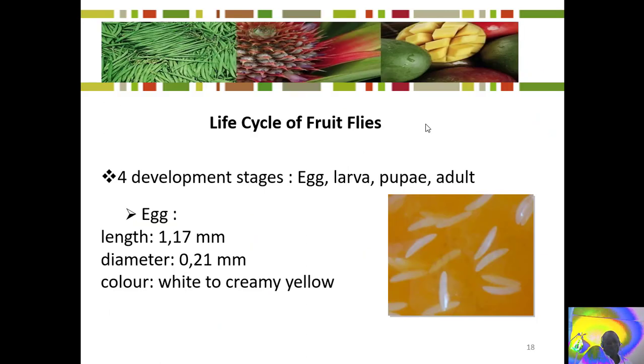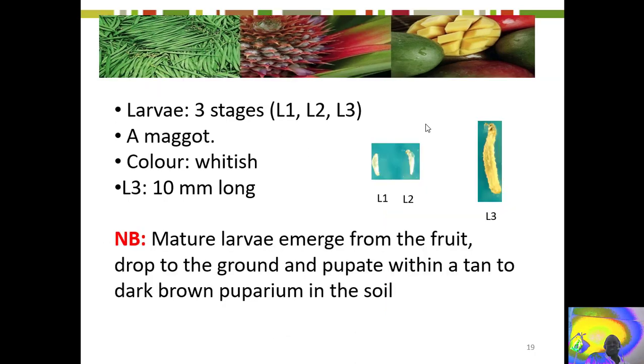Now, for the life cycle, let's mention that we have four stages: the egg, the larvae, the pupae, and the adult. The egg is very small. It's like a grain of rice, but even smaller. And when it hatches, it gives a larva, the L1 larva, and during development the larva goes from L1 to L3 by passing through L2, and at the end of L3, it emerges from the fruit and drops on the ground where it's going to pupate.